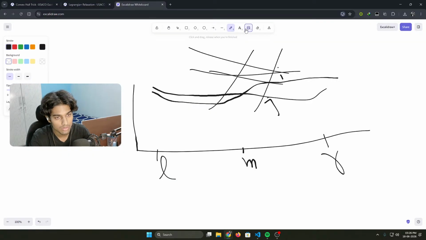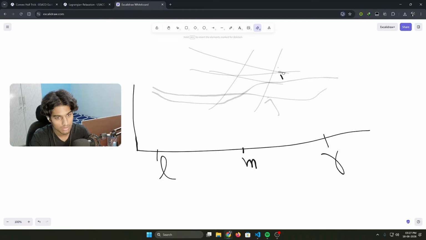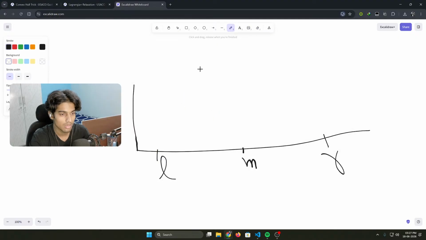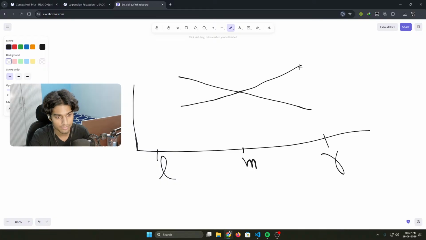Okay, so they were talking about some straight lines, I believe. So M is nothing but an intersection point. And yeah, i was bigger. Now j is bigger.